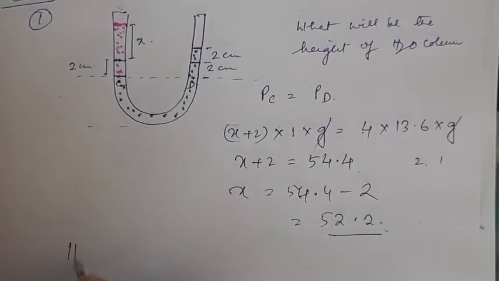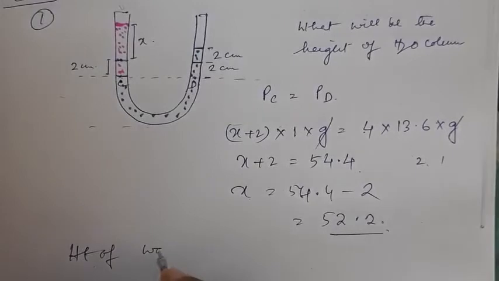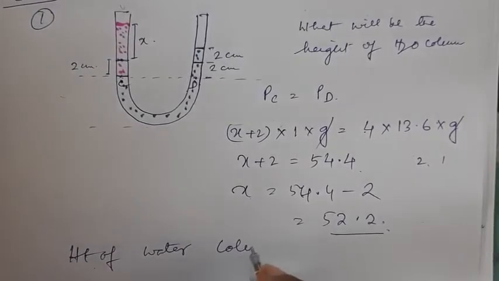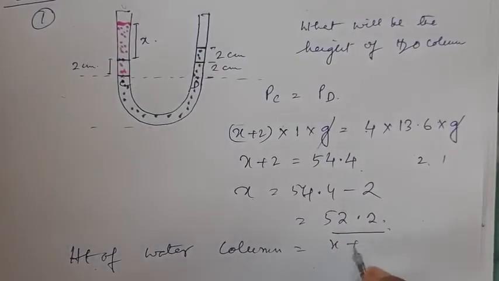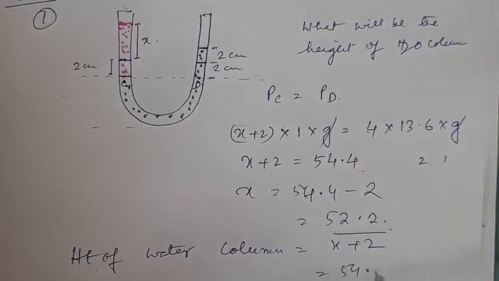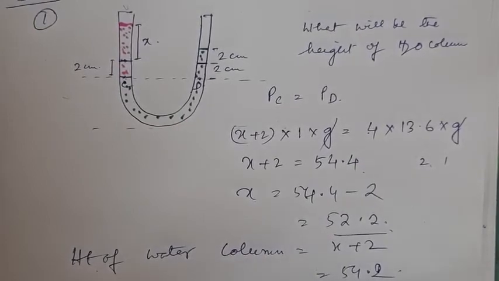So the height of the water column was x plus 2. So the answer will be 54.4 centimeters.